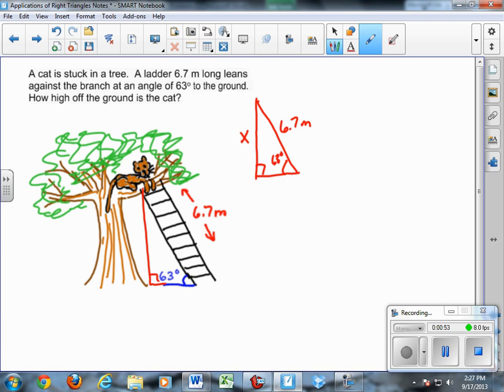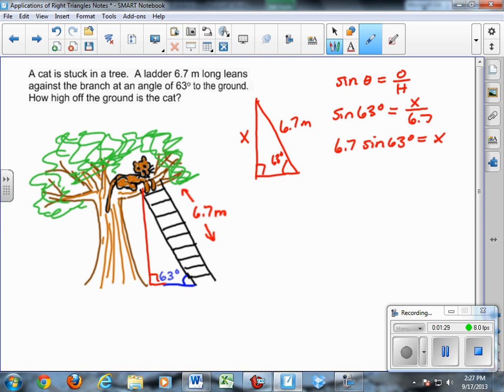Now, anytime you have two pieces of a right triangle given, and you want to find a third piece, you can always use SOHCAHTOA. In this case, I know that x is the side opposite 63, and 6.7 is the hypotenuse, and opposite and hypotenuse are related using sine. So I know that sine of theta is equal to opposite over hypotenuse, so I can say sine of 63 is equal to x over 6.7. Solving that for x just means I'm going to multiply both sides by 6.7.